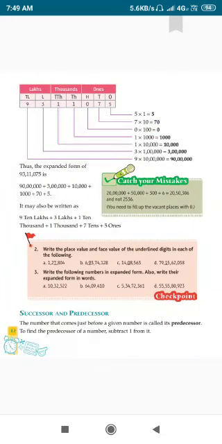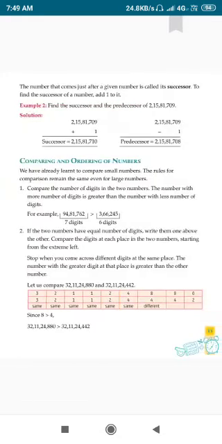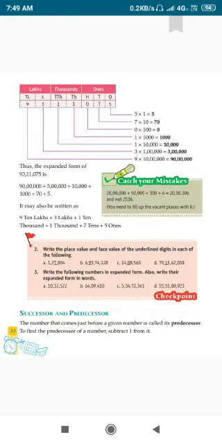Successor and predecessor. The number that comes just after a given number is called its successor, whereas the number that comes just before a given number is called its predecessor. To find the successor of a given number, add 1 to it. This is the simple formula. To find the successor, add 1 to the number.